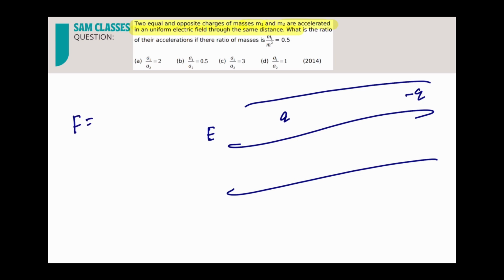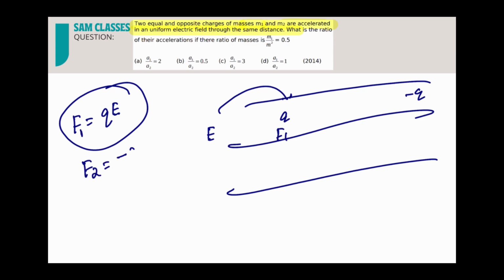Force on a charge in an electric field is what, student? F is equal to QE. If you know this much, then what will happen? The force on the first charge, F1, is also equal to QE, and the force on the second one will be, since the other charge is negative of it, minus QE, but the magnitude of the force is the same, correct?